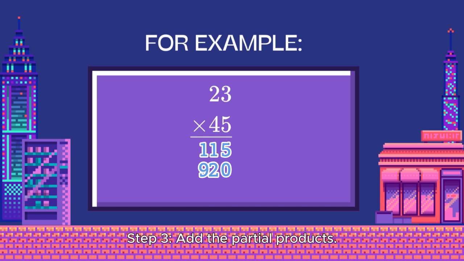Step 3. Add the partial products. So now we add 115 and 920. 5 plus 0 is 5, 1 plus 2 is 3, and 1 plus 9 is 10. So the answer is 1035.